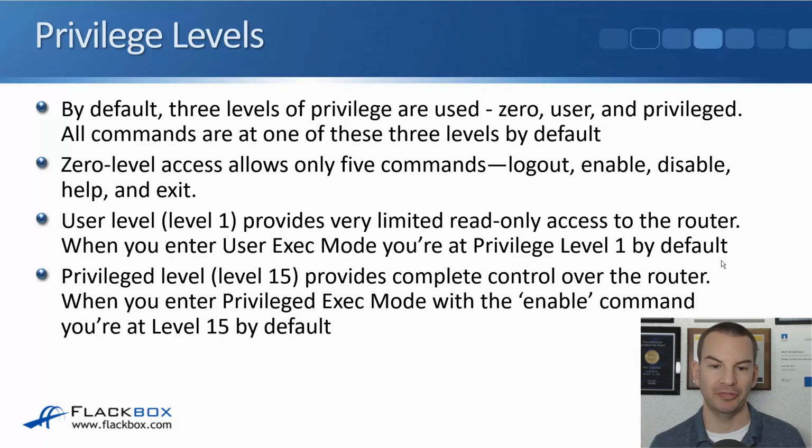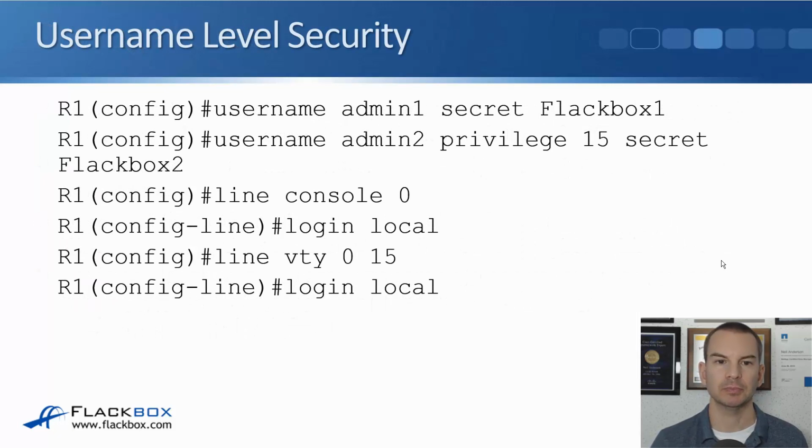Privileged level, level 15, provides complete control over the router. You can run all commands when you're logged in with privilege level 15. And when you enter privileged exec mode with the enable command, you're at level 15 by default. So again, you saw when we log in, we get in at the user level, and we've got level 1 commands we can run there. Then when we enter the enable command, we get elevated up to level 15, and we can run all commands.